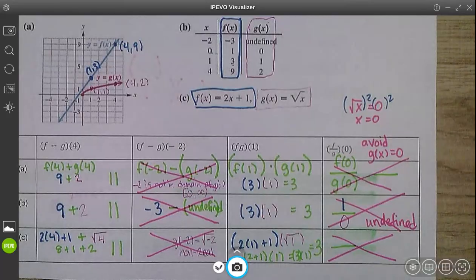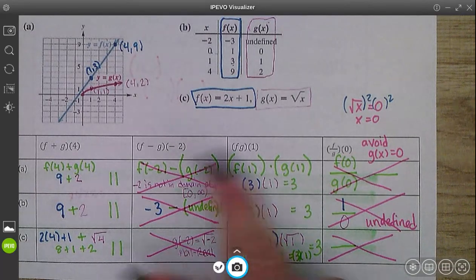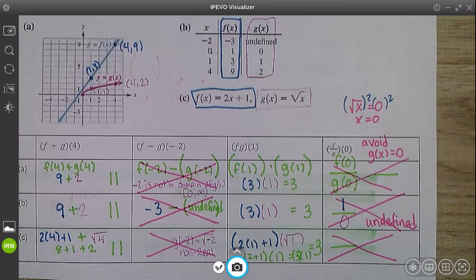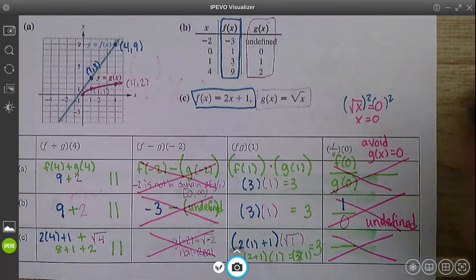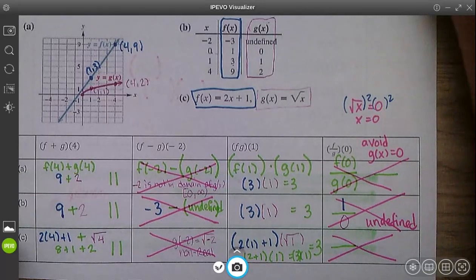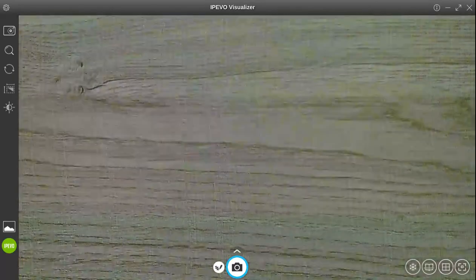Now we're going to look at more examples of how to know when our operations with functions isn't going to work when we turn the page and look at using just x's to do operations of functions. Let's check that out.